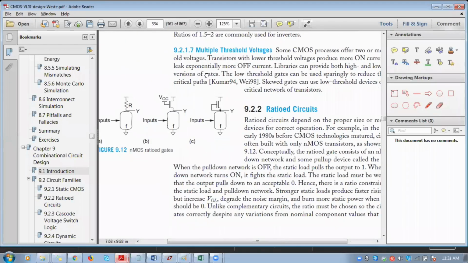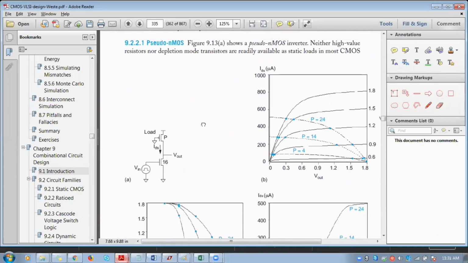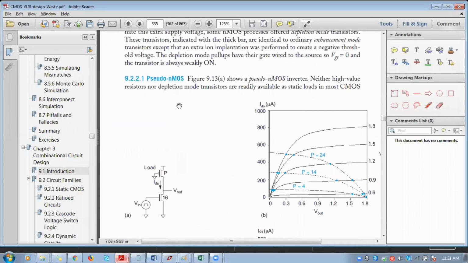First is the ratioed circuit, in which we are going to see pseudo NMOS. While discussing pseudo NMOS, the reason we are going to this particular circuit is that we have seen one equation, that delay is directly proportional to C by I dsat, right? In order to improve that capacitance value, we are first going to this pseudo NMOS.